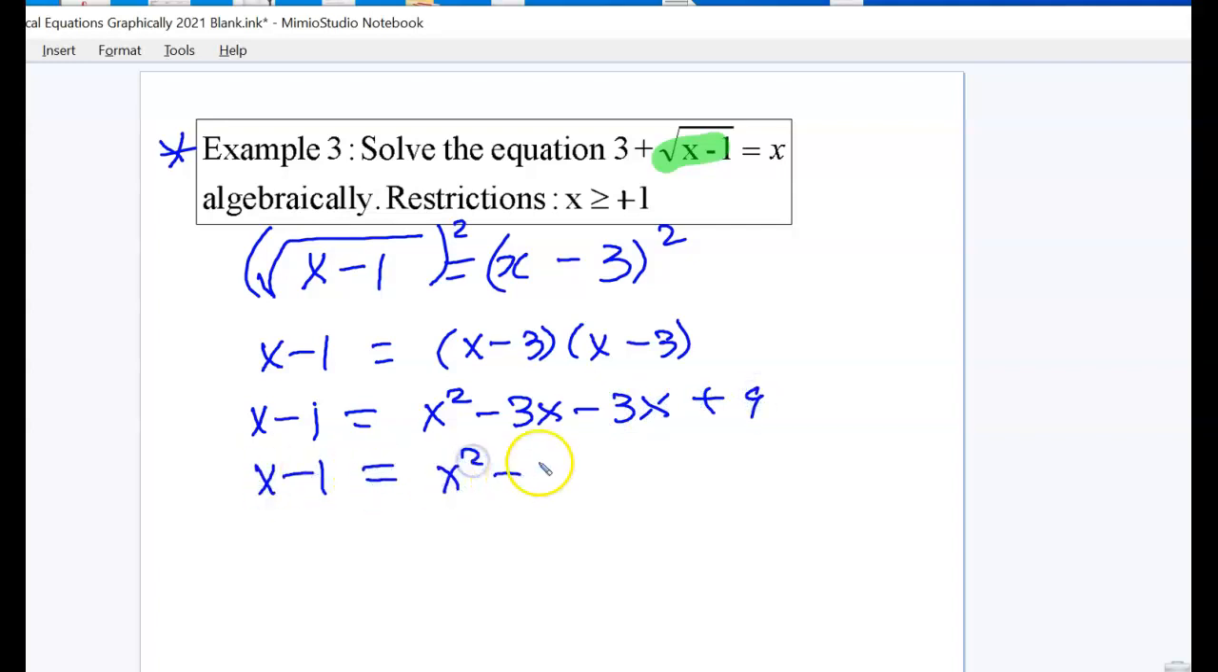So I end up with x squared minus 6x plus 9. Now we are solving a quadratic equation. How do I know it's a quadratic? Because I have an x squared there.